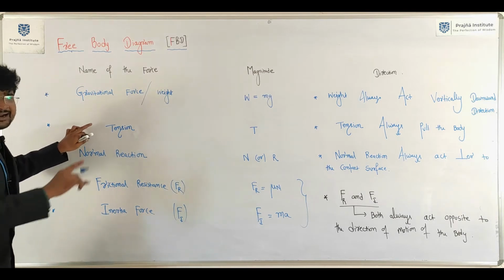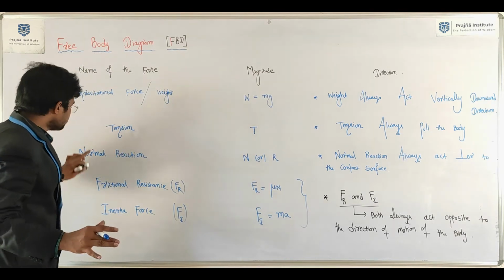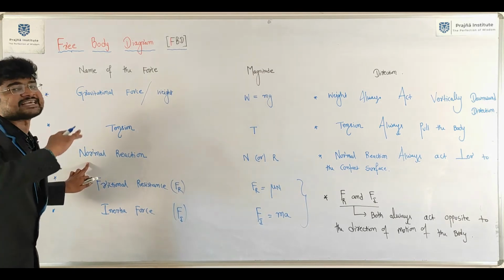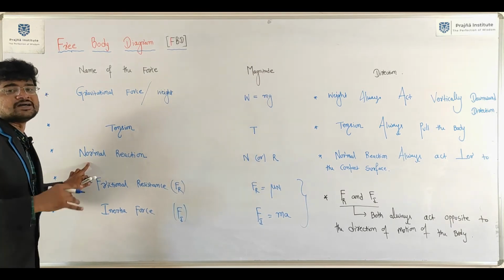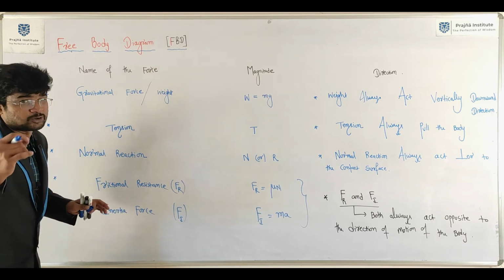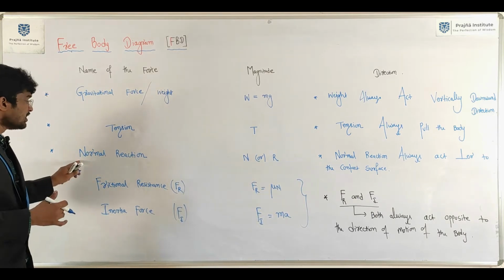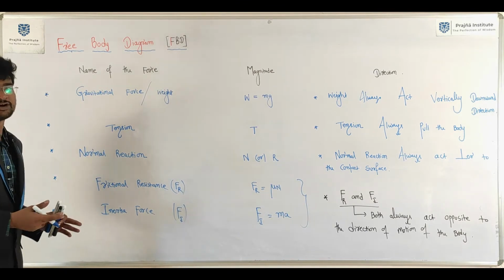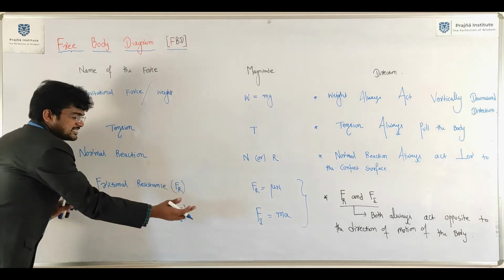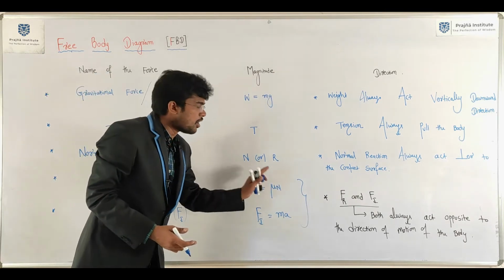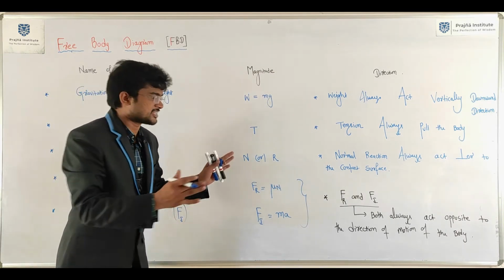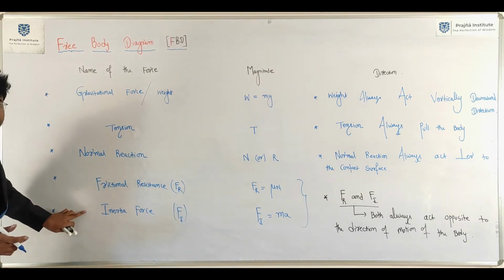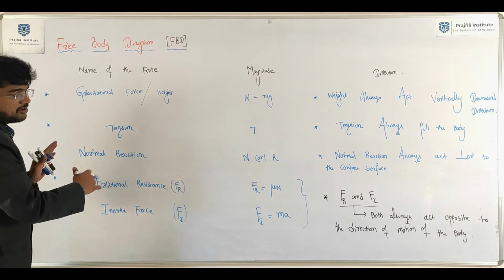What is the second statement? Tension always pulls the body. Normal reaction at a contact point or surface always acts perpendicular to the surface or perpendicular to that particular point. You can draw normal reaction at a contact point and contact surface. Frictional resistance and inertia force both always act opposite to the direction of motion of the body. First statement, second statement, third, fourth statements. Fifth statement I will write later.